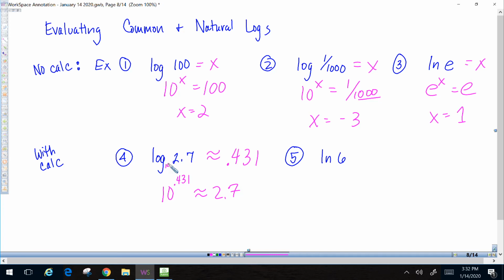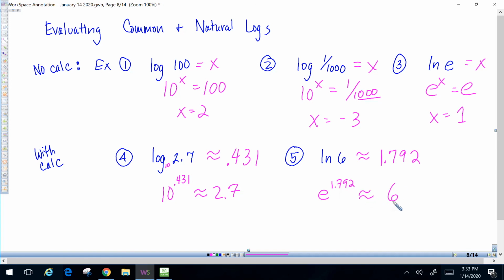This one we would just punch in ln of 6. Natural log is right below log, so it's right next to the 4. And we get approximately 1.792. So what does that mean? It means that our number e raised to the 1.792 is approximately 6. That's what it means.